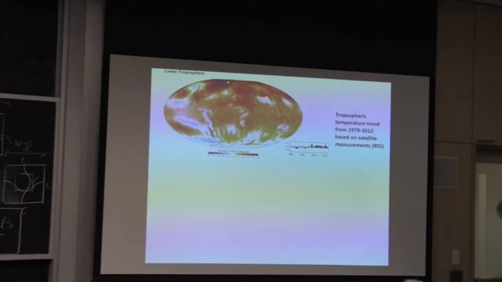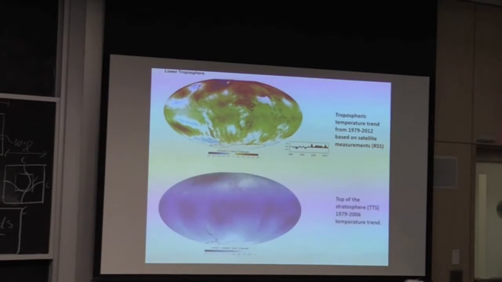This is just, again, a map, but this time from satellites, of temperature change in the lower troposphere from 1979 to 2012, when we've had this kind of satellite measurement. And this is the same, but for the top of the stratosphere, where very basic theory tells you that increasing carbon dioxide must lead to a decrease in temperature. If you're interested in why, come and talk to me.